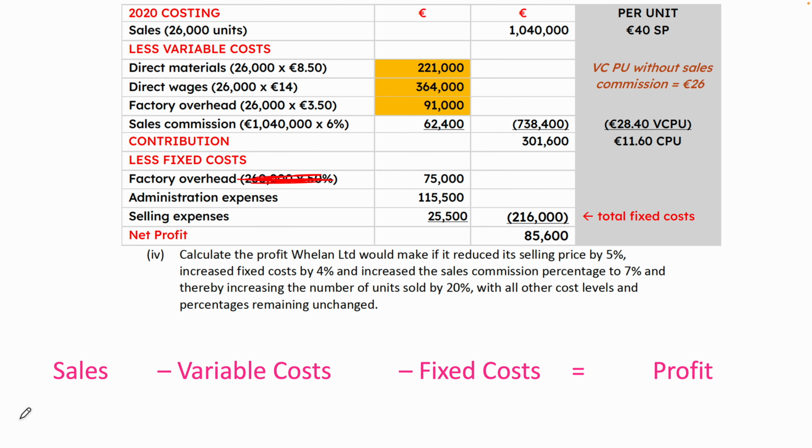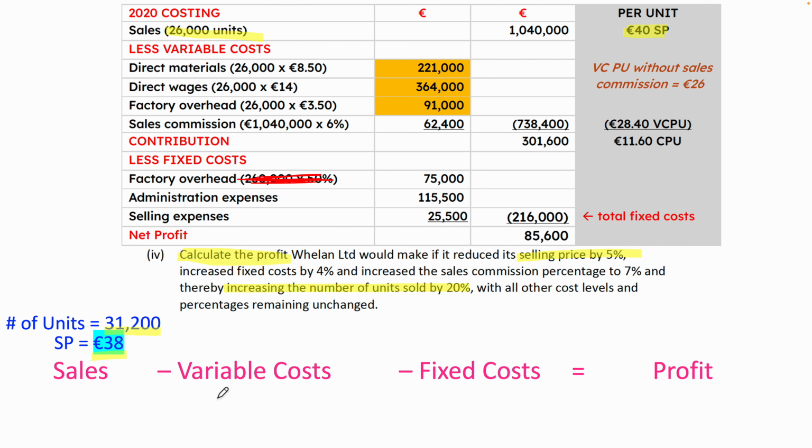Okay, so look here, we're looking to calculate the profit that Whelan would make. So we don't know what the profit is, but what's the crack with the sales? They want to reduce its selling price by 5%, so it's going to go €40 multiplied by 95%, which gives us €38. The number of units will increase by 20%, so it's going to go 26,000 multiplied by 120%. So that would be 31,200.